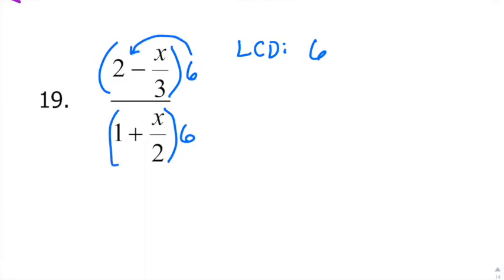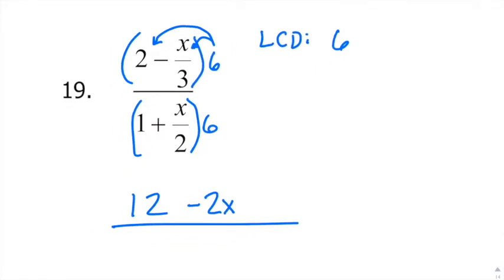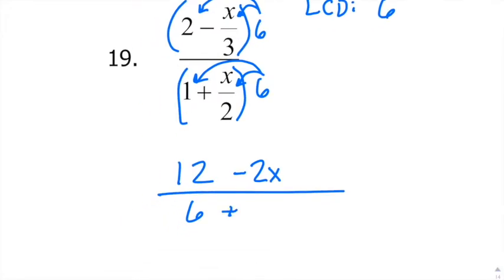So 6 times 2 is going to be 12 up there in the numerator. And then 6 times the fraction x over 3, basically just do 6 divided by 3 and then times it by x, or negative x actually. That'll be negative 2x. So we're going to times 6 in the denominator as well. 6 times 1 is 6. 6 times x over 2, basically do 6 divided by 2, and then times that by x. 6 divided by 2 is 3, and then that'll be, I guess, 3x right there.